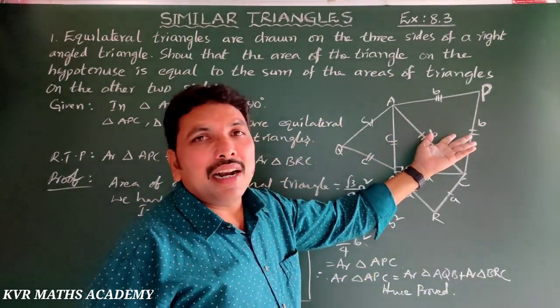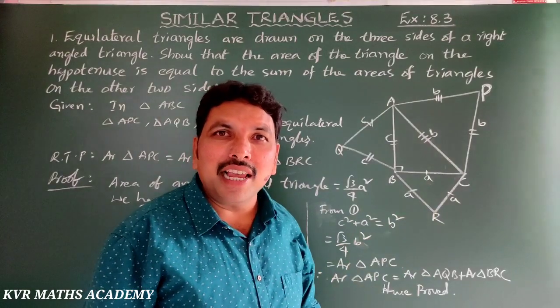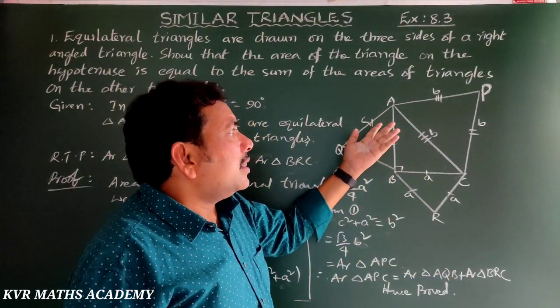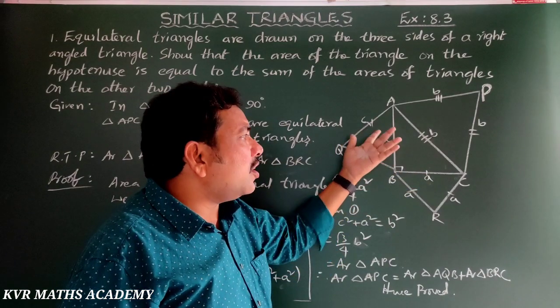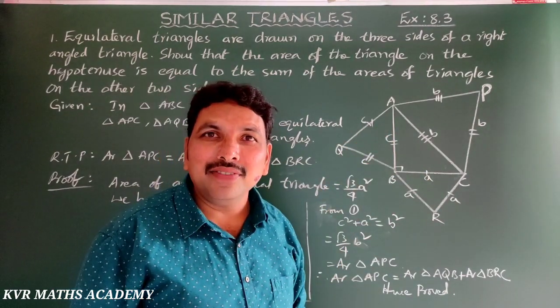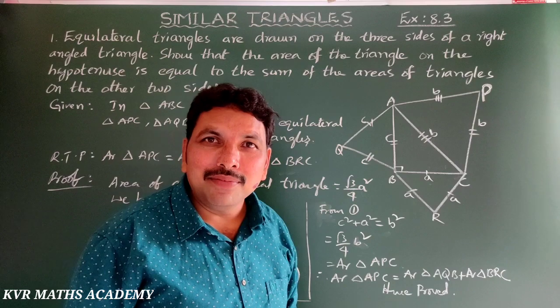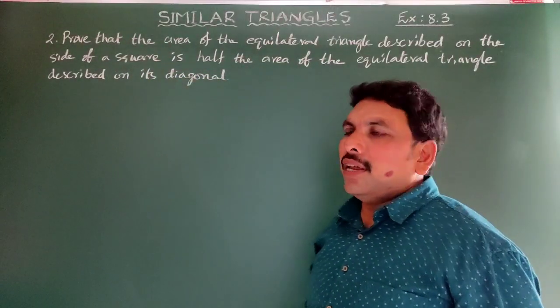Area of the equilateral triangle drawn on the hypotenuse is equal to the sum of the areas of the equilateral triangles which are drawn on the other two sides. Is it clear? Yes. Second question.